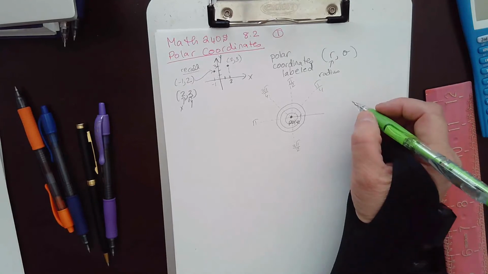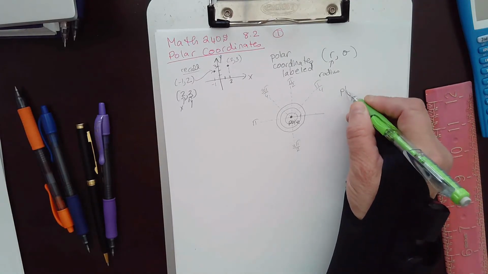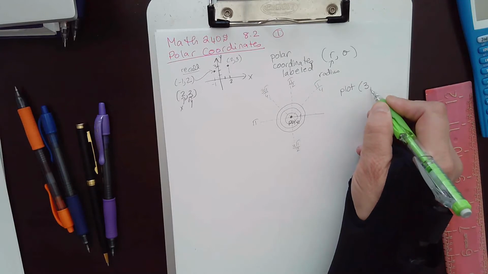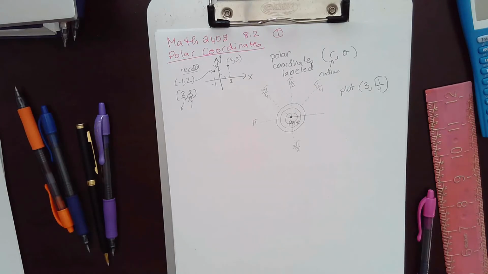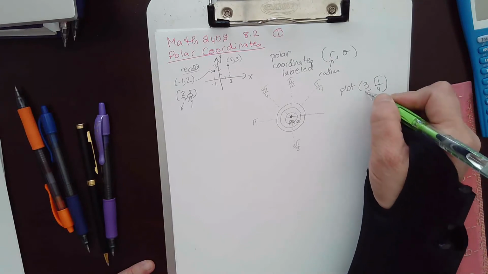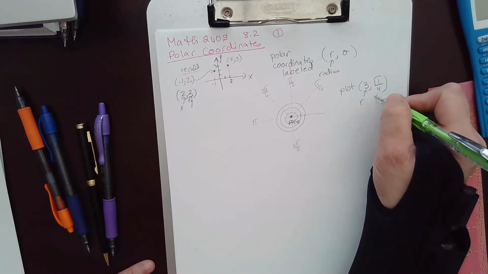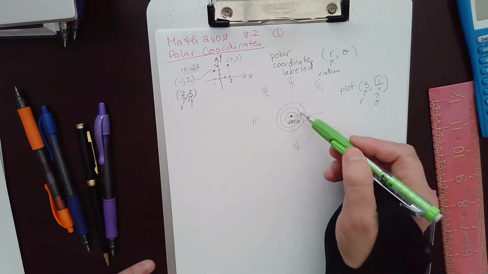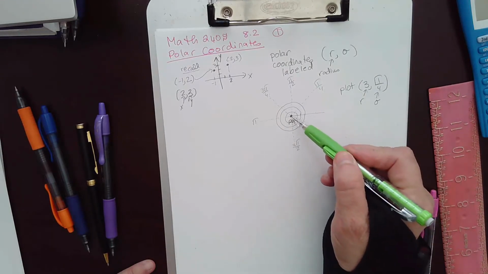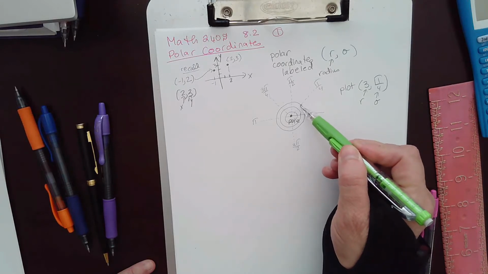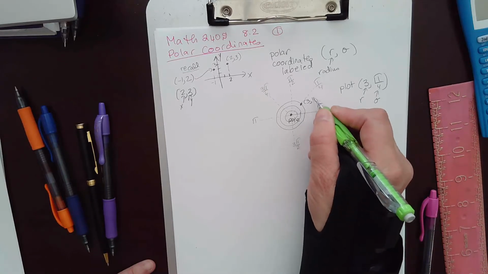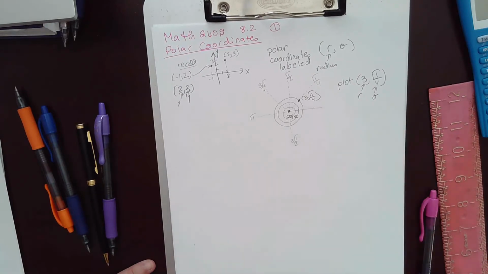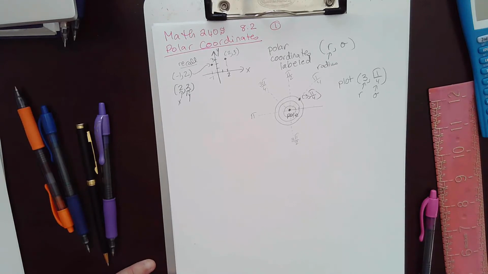So let's go ahead and plot a point. So let's plot (3, pi over 4). So this point right here is a polar coordinate point. So we need to plot it. The radius is 3 and theta is pi over 4. Here's theta, pi over 4. Radius is 3, so the third circle. 1, 2, 3. That point right here would be this point here. (3, pi over 4). Okay?